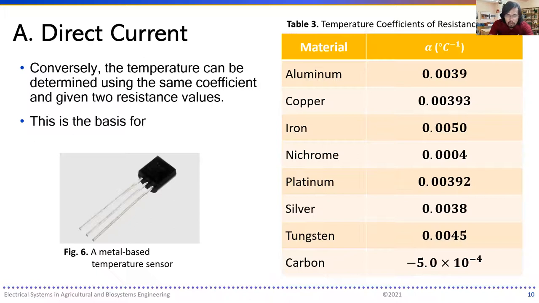We go back to equation two. Table three now lists the temperature coefficients of resistance of different materials. Using equation two, given these temperature coefficients of resistance, the resistance of a material can be determined given the temperature variation and the resistance at the given reference temperature. This is just a matter of proportion. Conversely, the temperature can be determined using the same coefficient and two given resistance values. This is the basis for thermometers and temperature sensors.